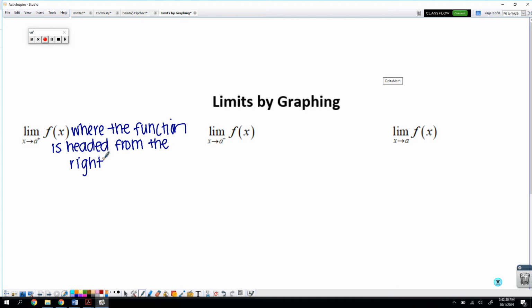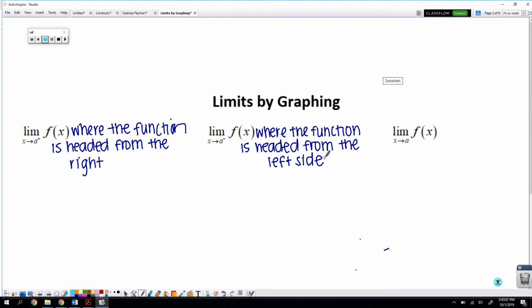So what I like to do is I like to use my hand and scan on the right side until I get to whatever value of a they're talking about. So this is going to be where the function is headed, from the left side. So you're always trying to approach A, it's just whether you're coming from the left side of the graph or the right side of the graph.